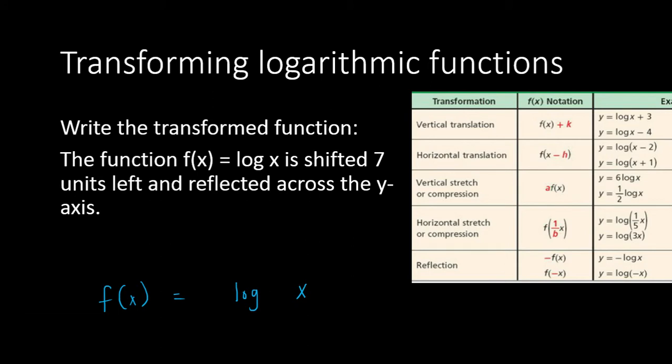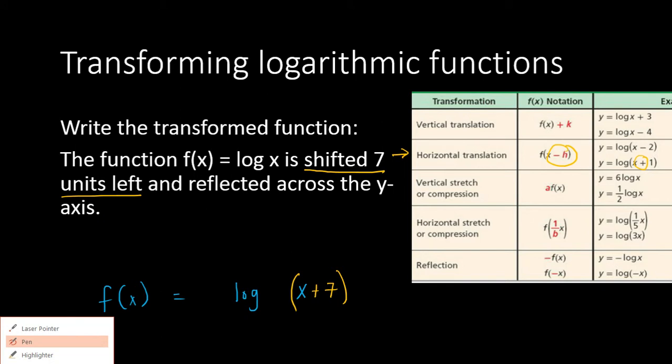So they say that we're going to shift 7 units left. Let's take care of that first. So going left and right means horizontal translation. And to shift left, we see that we must have an addition sign in there. So we're going to add 7 to x. Notice that it's within parentheses.